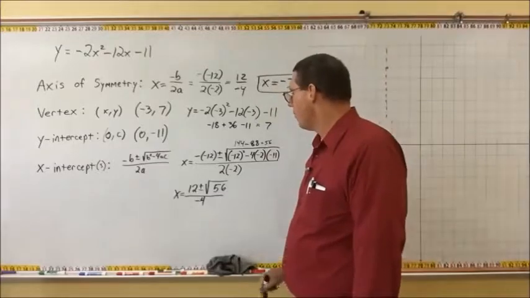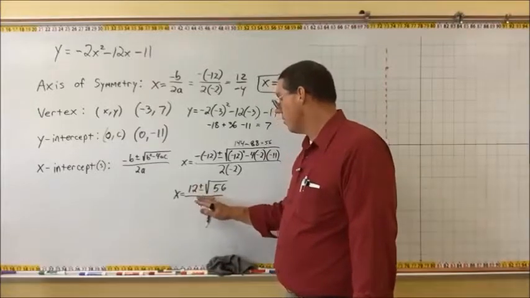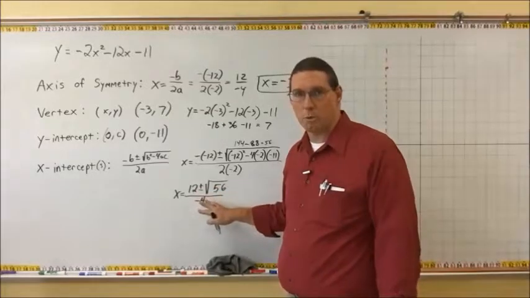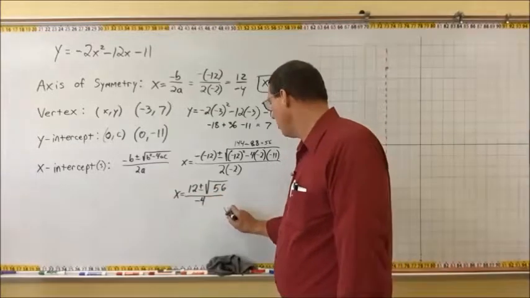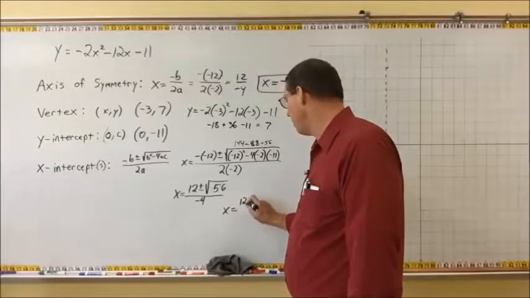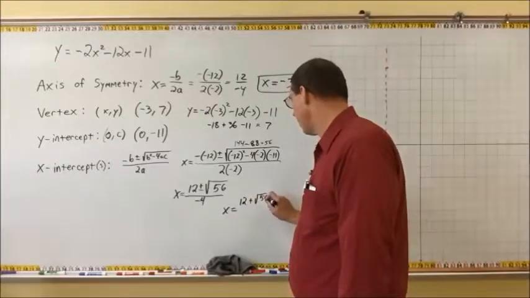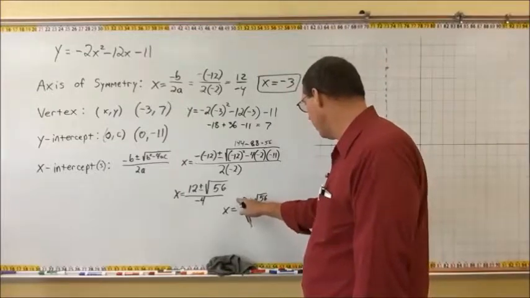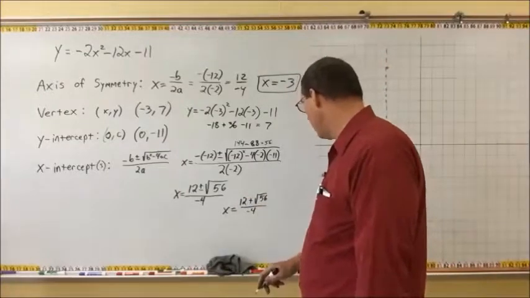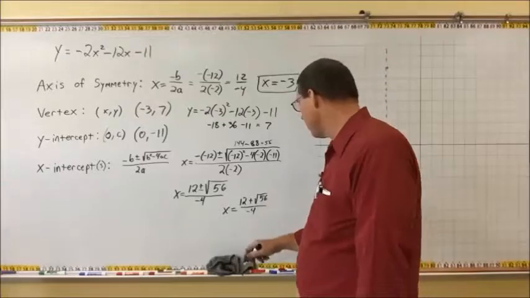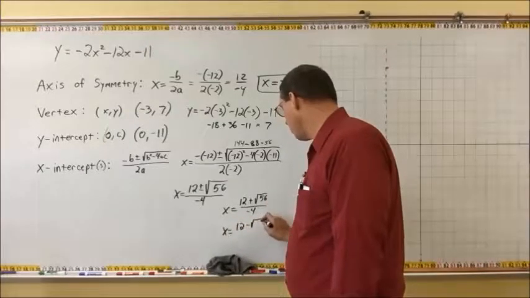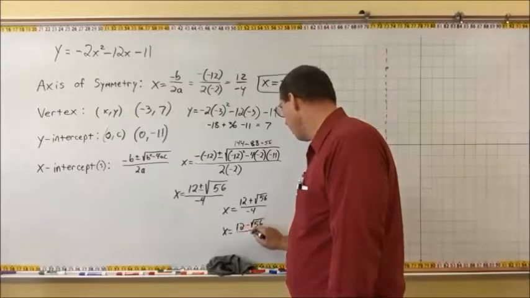Okay? Now, in order to plot these, I need to know as close as I can what these actual numbers are. So I know that one of the numbers is x equals 12 plus the square root of 56 over negative 4. And it can be reduced. I know I can reduce that. And I can reduce this over here. Actually, can that? Yeah, that can be reduced. And then x equals 12 minus the square root of 56 over negative 4.